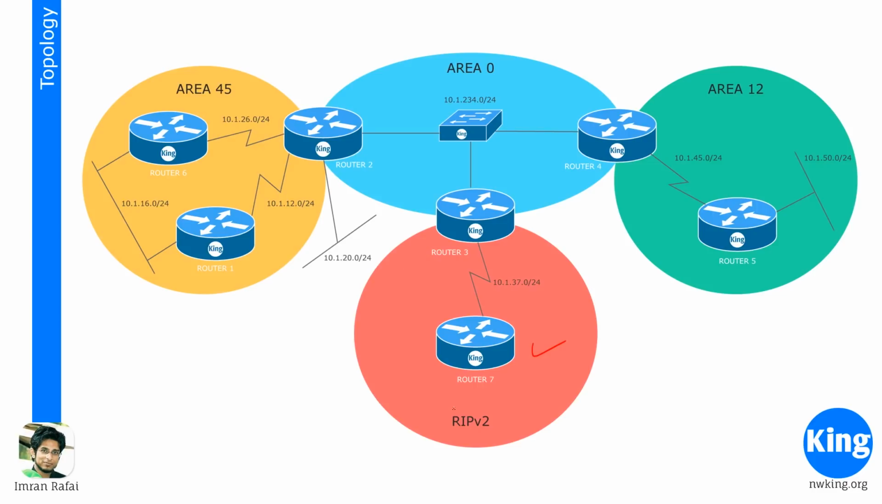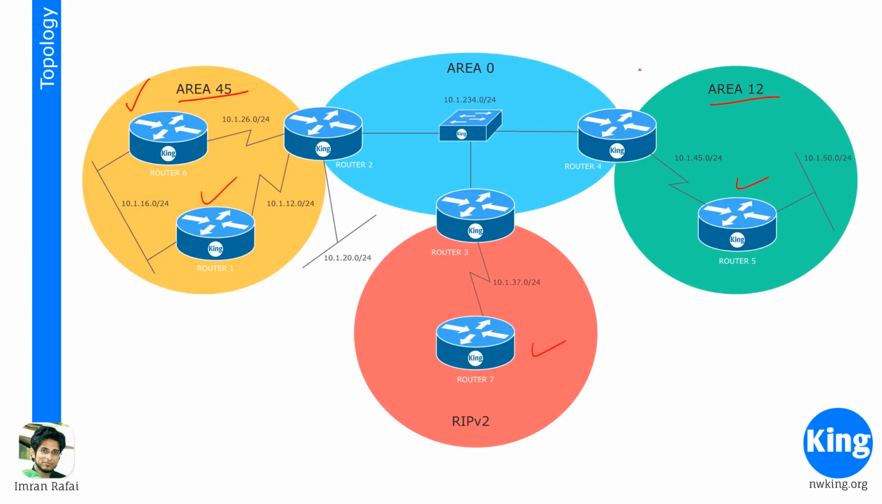So when you have multi-area, basically, all the videos that we learned before this video were on single area OSPF. That means all the routers worked in the same area. Now we will work on multi-area. So these routers, router 6 and router 1, would be in area 45. Router 5 would be in area 12. So these are single area routers, and they are internal routers to this area.